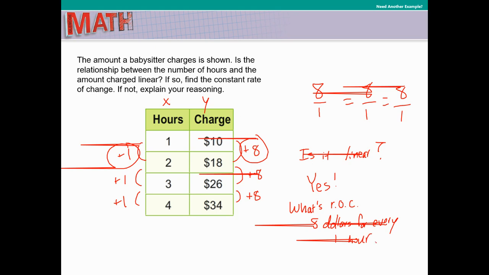Now, if you did it the opposite, if you said for every 1 hour there's $8 more, that's totally fine. Right now, we're just trying to get the idea of it's the change on the outside. We're not really worried about what those numbers are on the inside. It's more about how we add or subtract to get to each new number or pair.